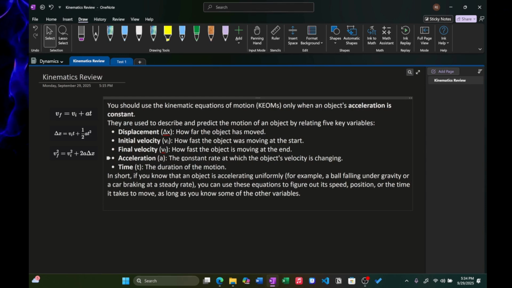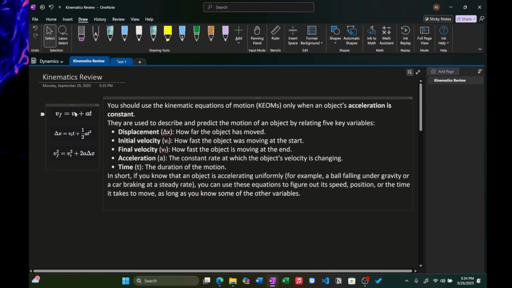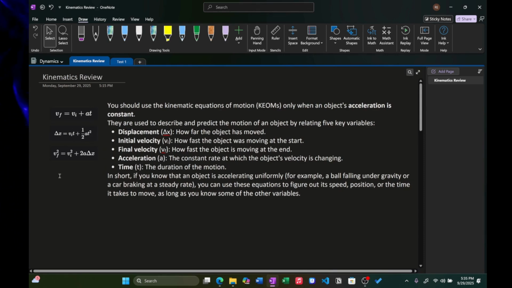In short, if you know that an object is accelerating uniformly, for example, a ball falling under gravity or a car braking at a steady rate, you can use these equations to figure out its speed, position, or the time it takes to move, as long as you know some of the other variables here. And on the side right here, I have the three most common kinematics equations of motion.